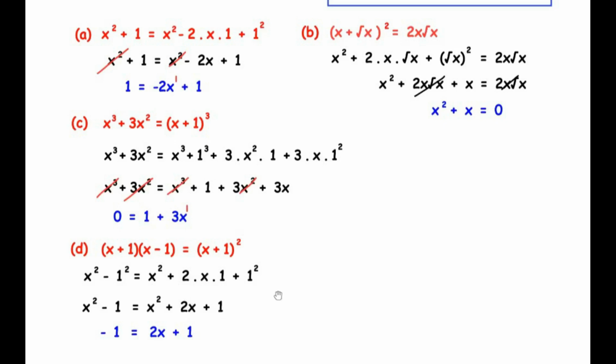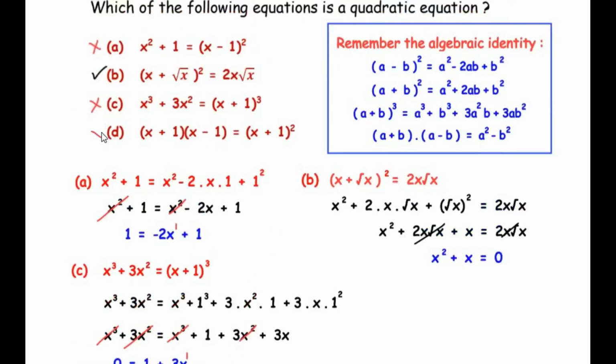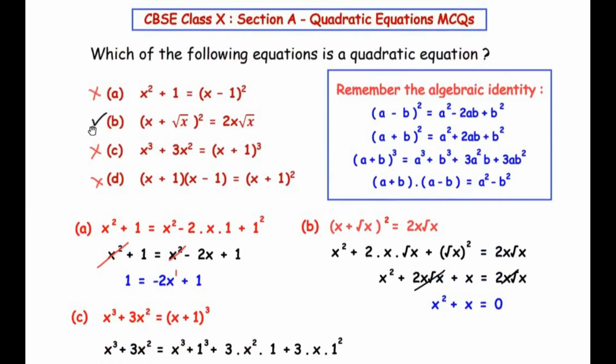Now simplifying this equation we get x square minus 1 square, which is 1, is equal to x square plus 2x plus 1. Now here also we can see that x square terms get cancelled, giving us minus 1 is equal to 2x plus 1. So the highest power of x here is 1. So the option D is also not going to be the correct answer. So the only equation which represents the quadratic equation is option D.